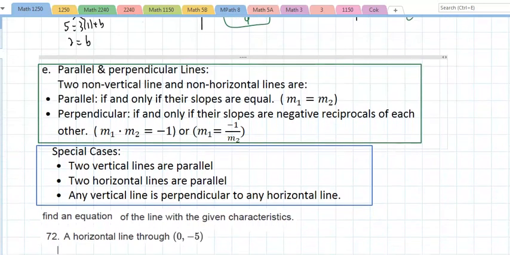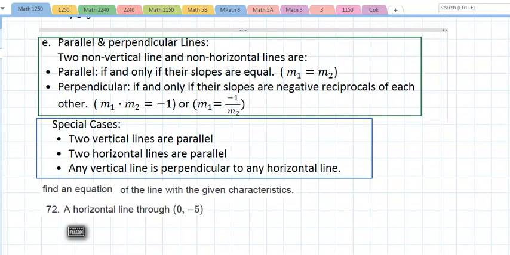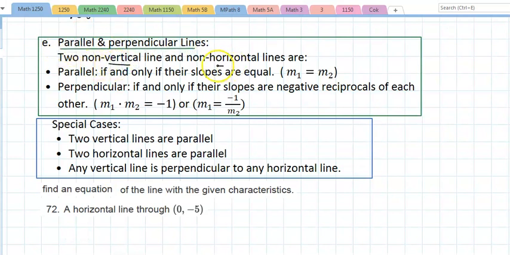Now, last thing we need to discuss, parallel lines and perpendicular lines. We say two non-vertical and non-horizontal lines are parallel if the slopes are equal, and they are perpendicular if you multiply the slopes and get a negative 1, or the slopes are negative reciprocals. Special cases. Any two vertical lines are parallel. So any vertical line is parallel to any vertical line.